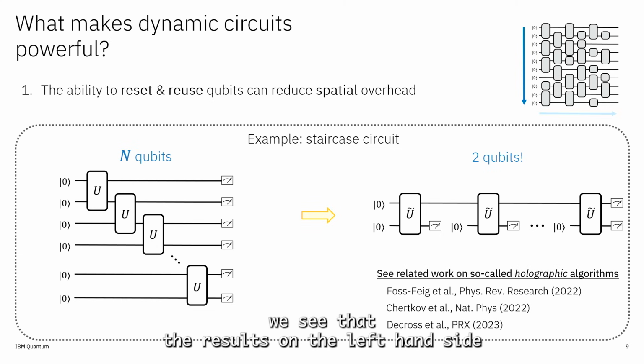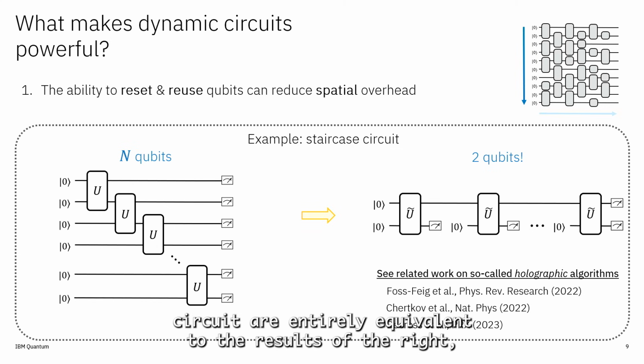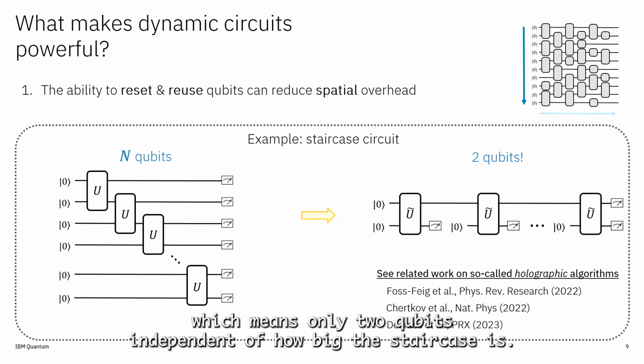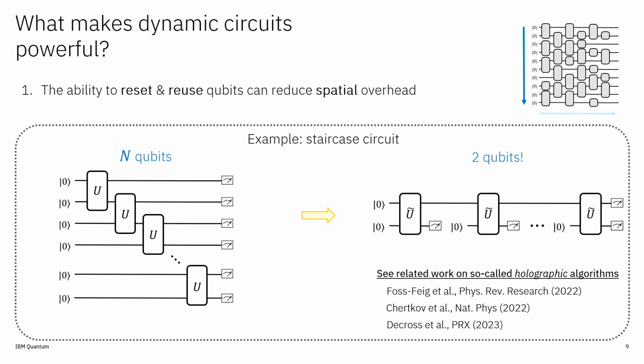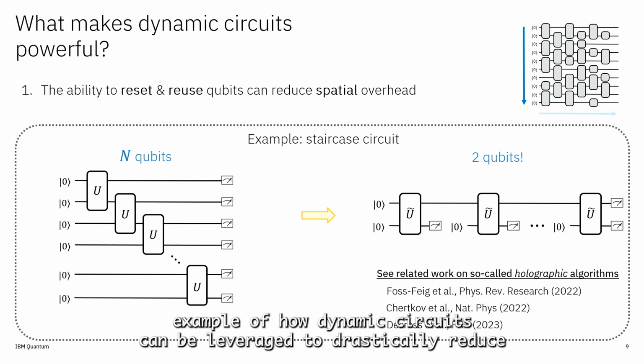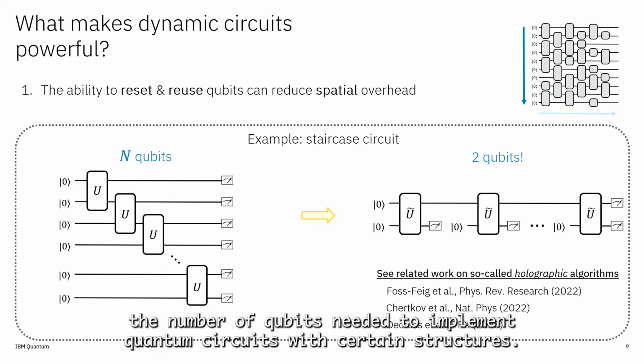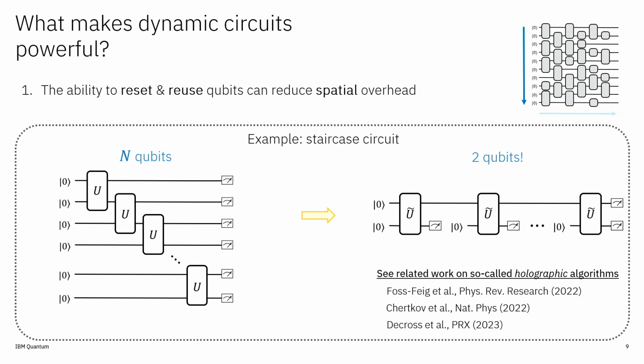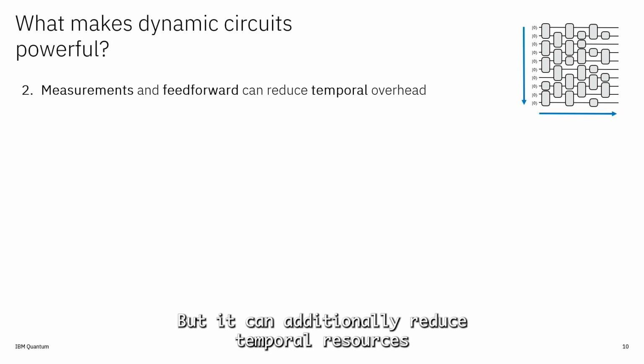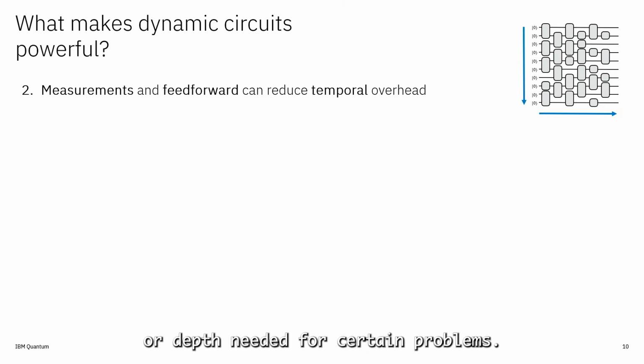Putting this together, we see that the results of the left-hand side circuit are entirely equivalent to the results of the right, which needs only 2 qubits, independent of how big the staircase is. This is just one example of how dynamic circuits can be leveraged to drastically reduce the number of qubits needed to implement quantum circuits with certain structures. However, they are not only helpful for reducing spatial resources, but they can additionally reduce temporal resources or depth needed for certain problems.